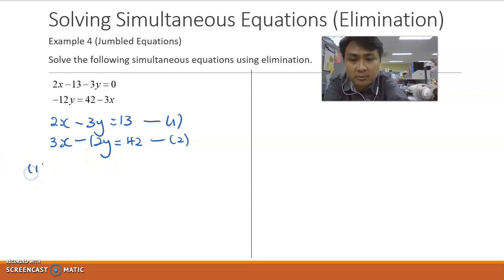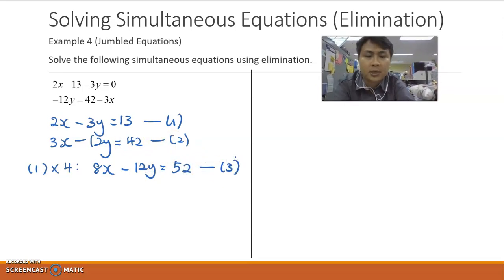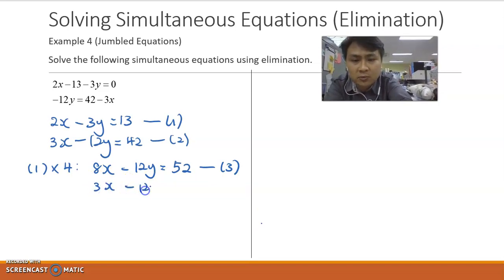So I take equation 1 multiplied by 4. Every single term in equation 1 will be multiplied by 4. So now we will have 8x minus 12y equals 52. Let's call this equation 3. Now we want to solve for these two. If equation 2 is a bit out of place, you can always rewrite equation 2 below equation 3. So you can just rewrite it here: 3x minus 12y is equal to 42. We label it the same as equation 2.